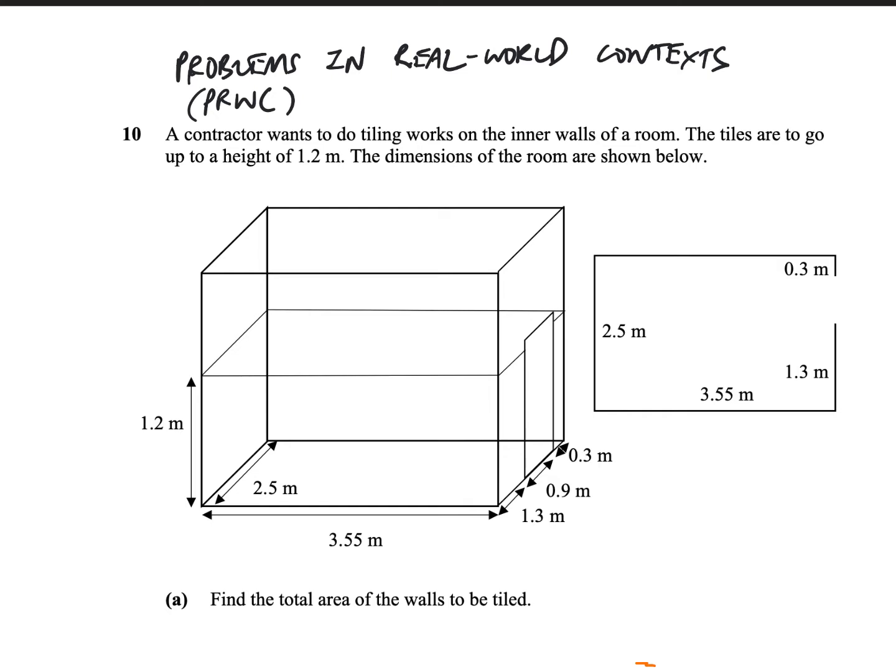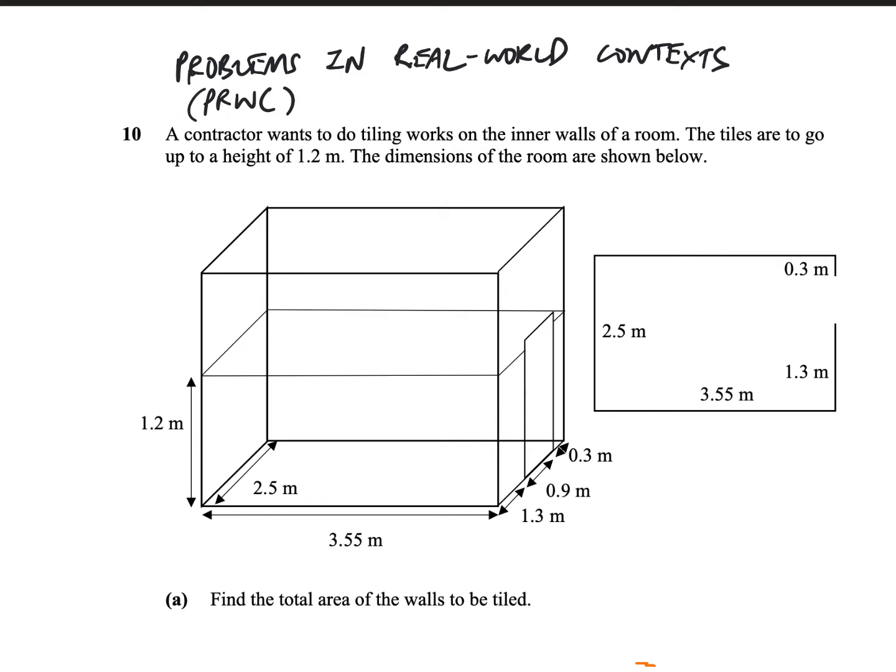Then we look at the right. This looks like the floor: 3.55 meters, 3.55 meters, 2.5 meters, 2.5 meters. They don't tell us this, but it's the same. This is a rectangle, 3.55 meters. Over here, 0.3 meters. There's a blank, which means the door doesn't require any tiles. And then over here, 1.3 meters, 1.3 meters. So let's try to analyze, really.